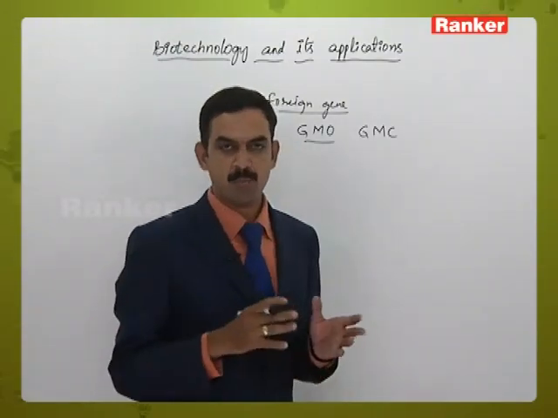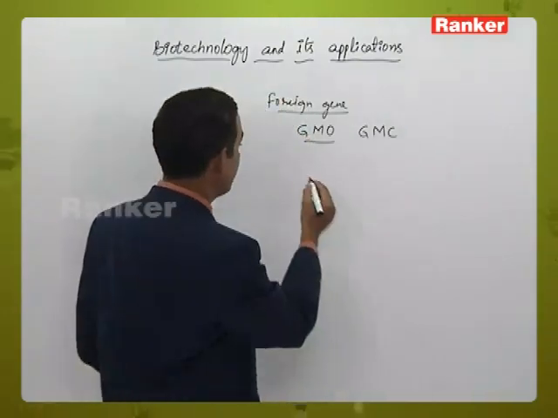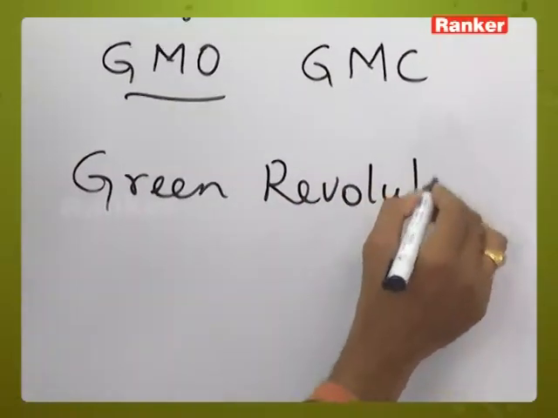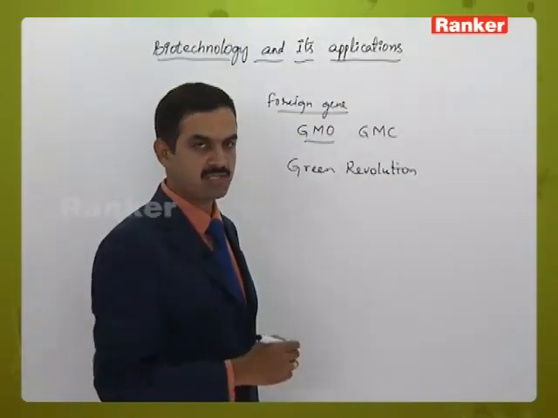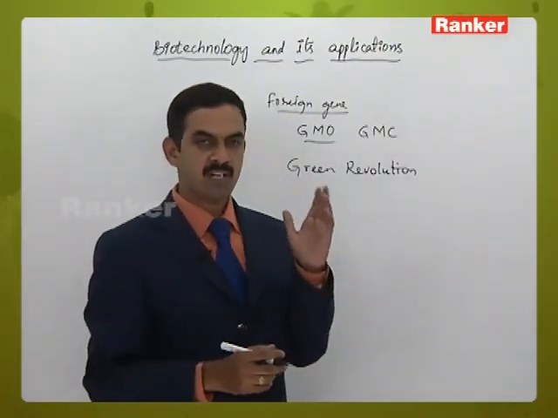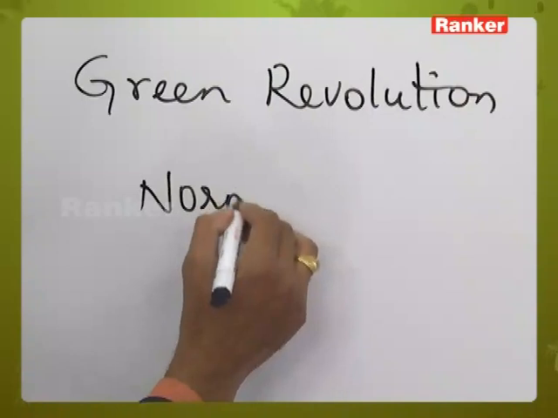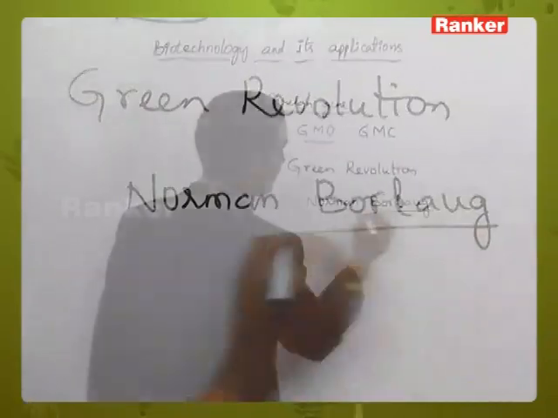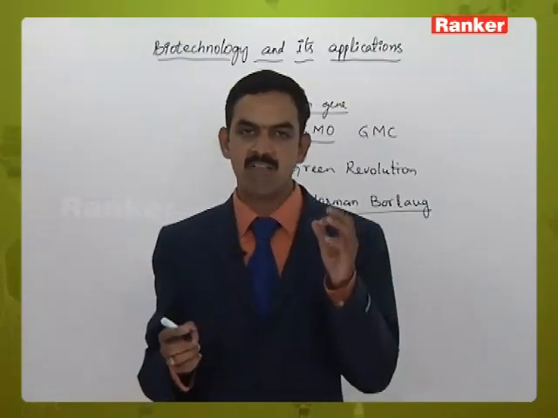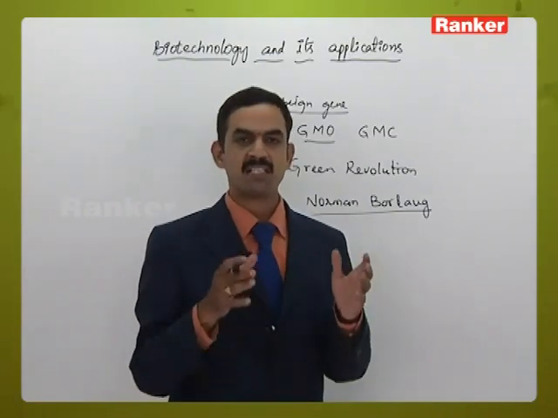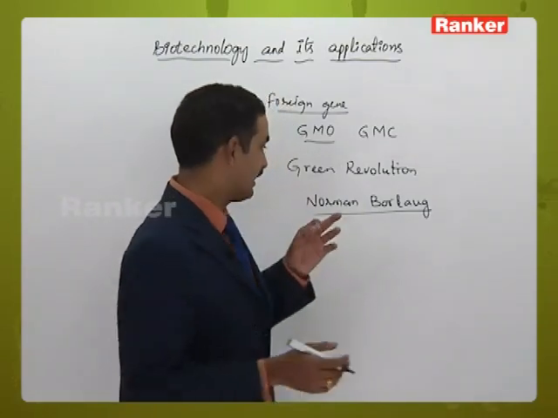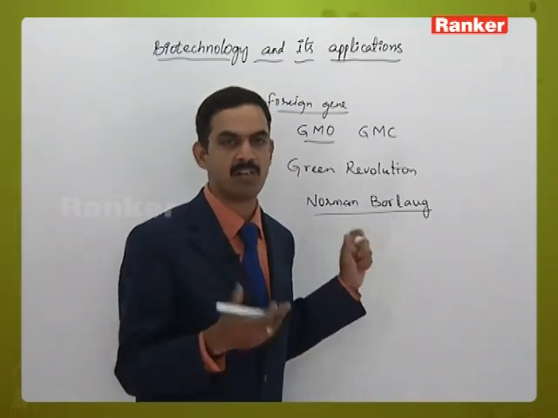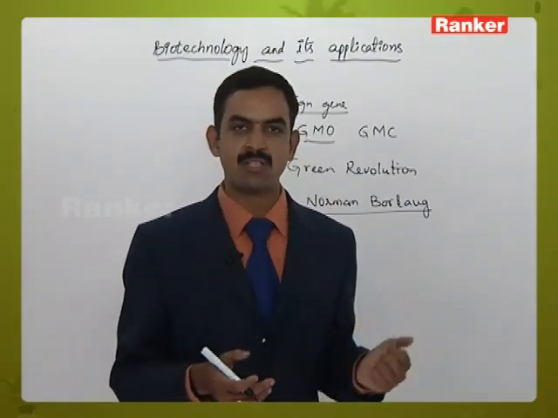Before going to gene manipulation, let us study something about the process called the green revolution. The word green revolution was given by the scientist William Gaud. This concept was first developed by the scientist Norman E. Borlaug. He developed a dwarf, high yielding variety of wheat, and he is considered the father of the green revolution because he was responsible for the increase in production of wheat.